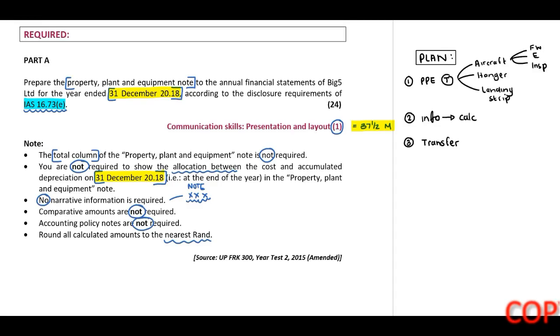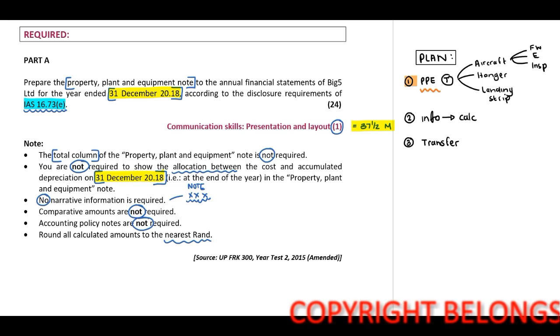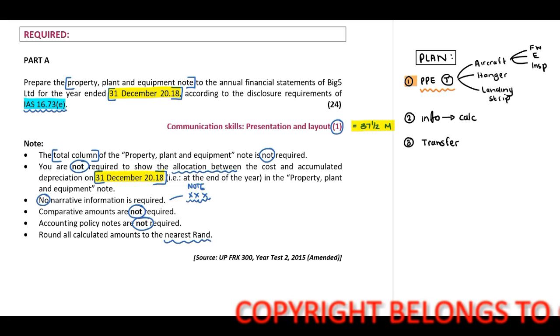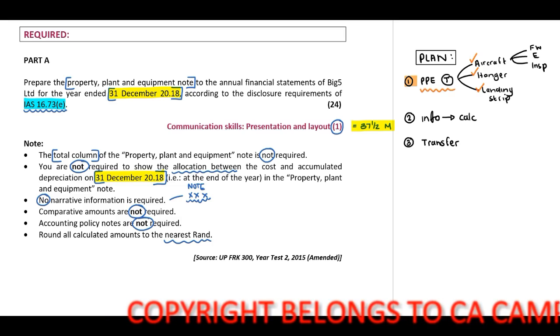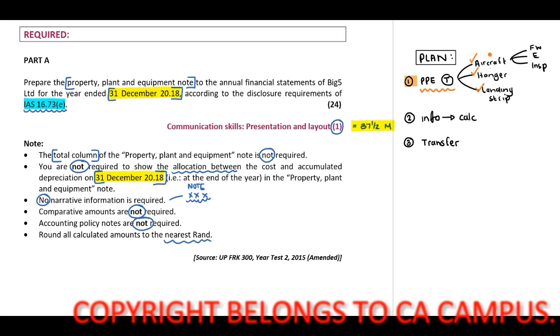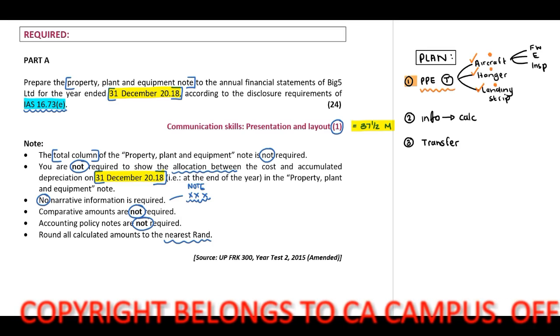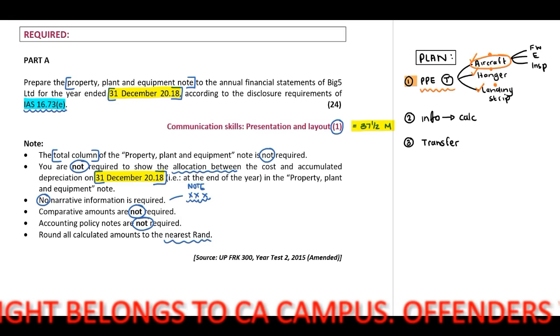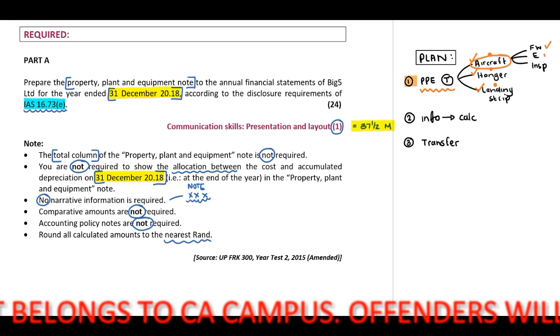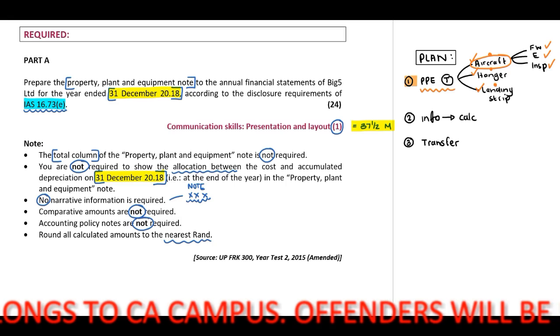Let's look at my plan of action. My first step, I will include my PPE note template. Now, guys, remember, when you have read through your information, you have identified that there's an aircraft, hangar, and landing strip. Therefore, these are your different types of assets. Within your aircraft consists a framework, engine, and inspection costs.